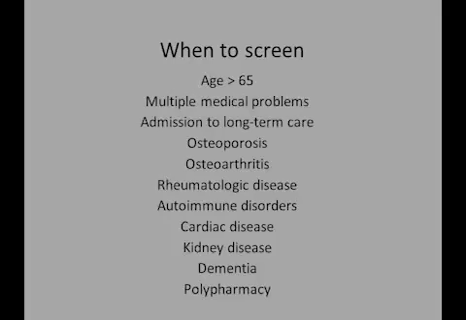So if you're age greater than 65, or younger than 65 with a lot of comorbidities, then I think it would probably be wise to screen for frailty.